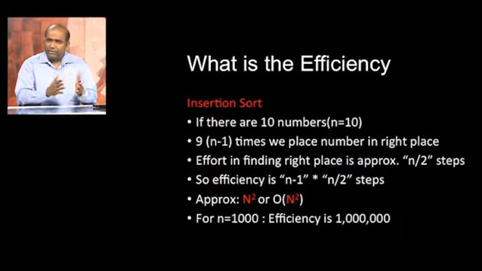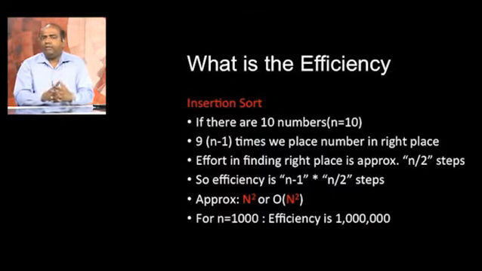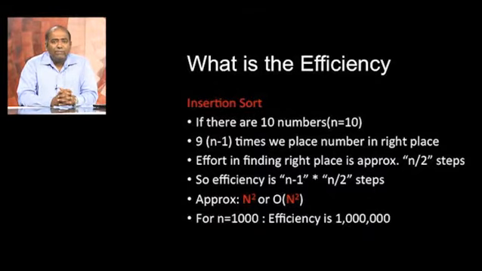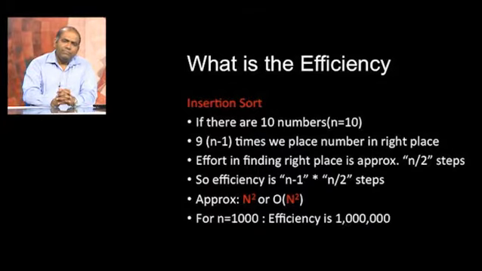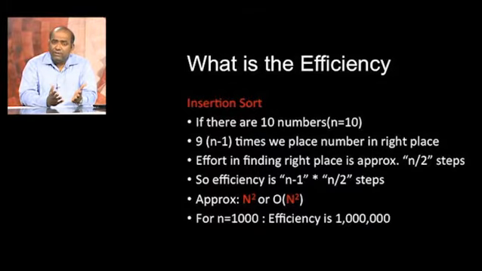So, the efficiency is n minus 1 into n by 2, which is approximately n square or the order of n square. For n is equal to 1000, efficiency is 1 million. Sorting an array which is already sorted becomes a futile exercise.